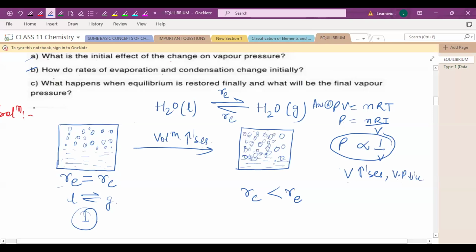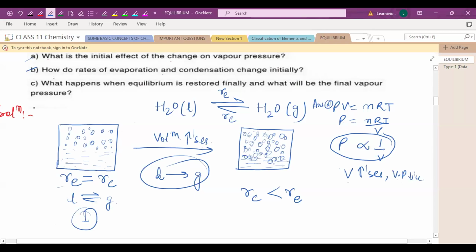And why do they occupy a larger volume? Because the liquid is getting converted into gas more. The conversion of liquid to gas molecules is faster as compared to the rate of conversion of gas to liquid. It means the rate of condensation will be less than the rate of evaporation. The rate of evaporation is faster, it is more than the rate of condensation.